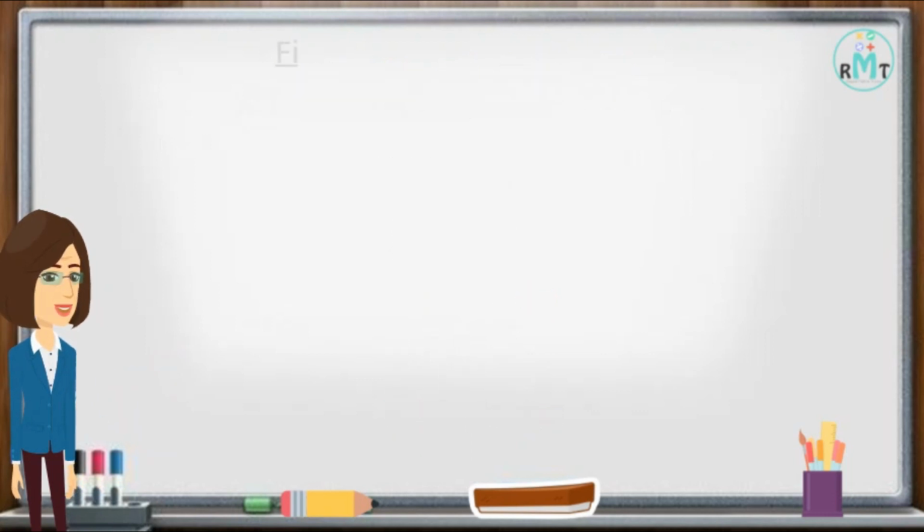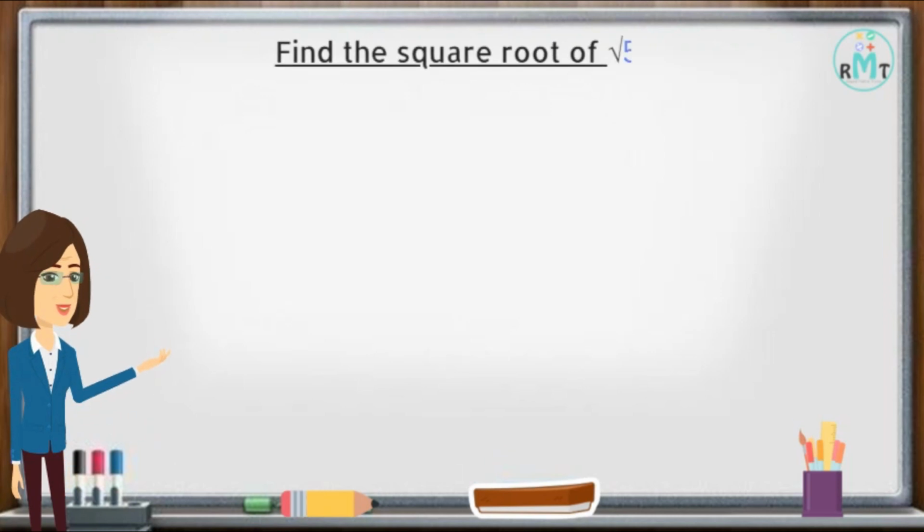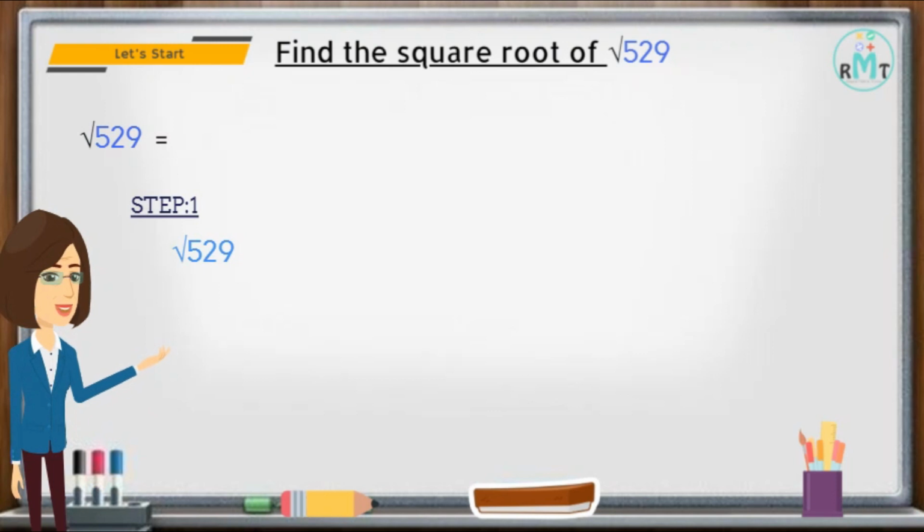Find the square root of 529. Let's start. First step is to make the pairs of number from right hand side. So here 29 will be one pair and 5 will be in another pair.